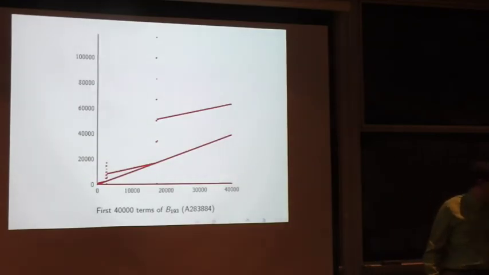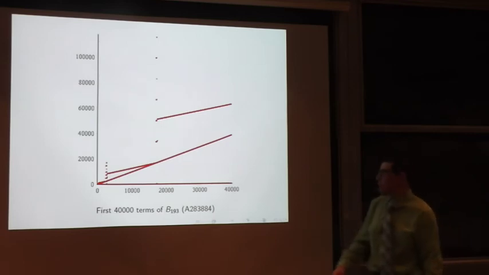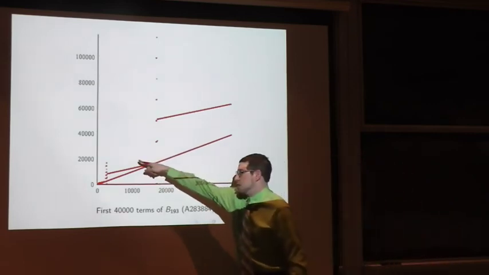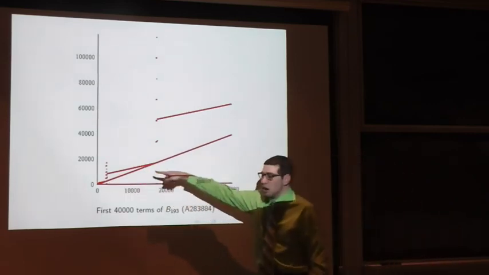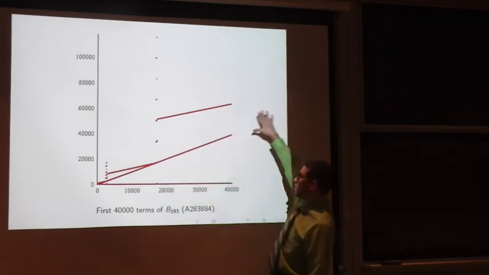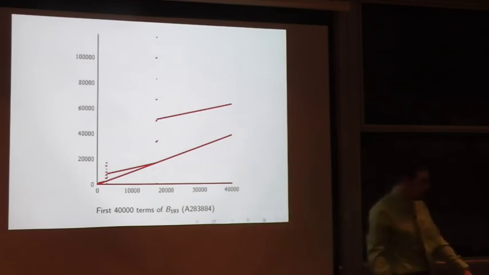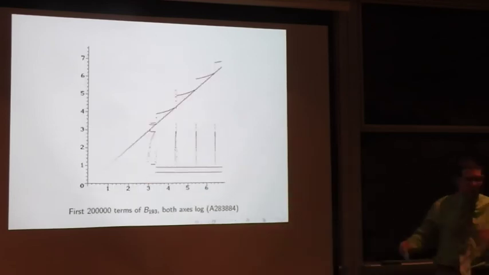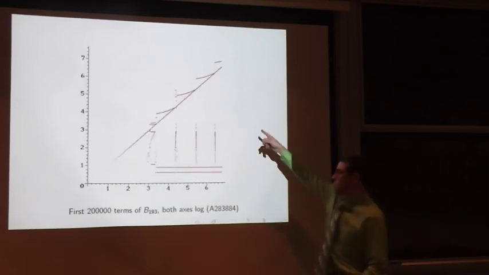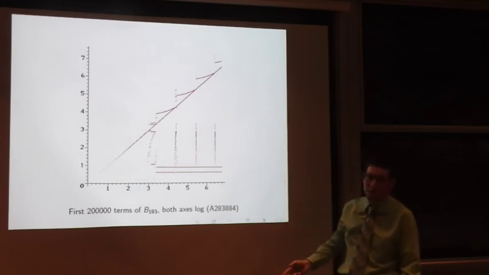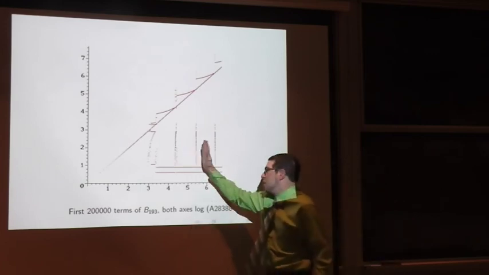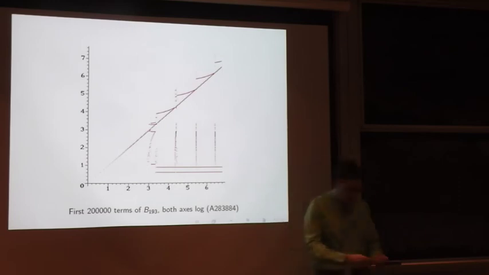So here's a graph of the first 40,000 terms for 193. You can see two of those things. There's actually a third one lurking down there. There's this one, and then there's this one, and those meet eventually, and then you have the same transitional pattern. It's pretty easily seen on a log-by-log plot. This is the first 200,000 terms, and the log is base 6, which is why these things are one apart.